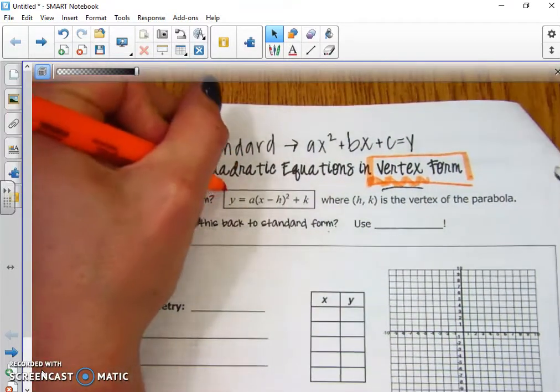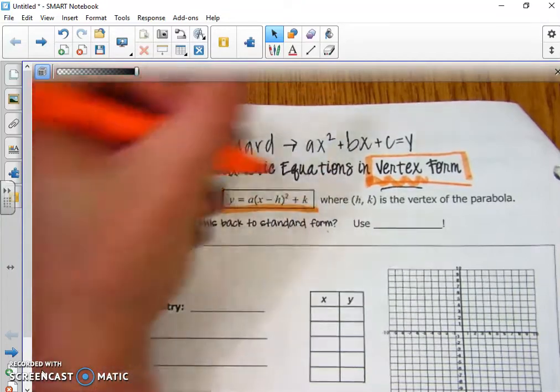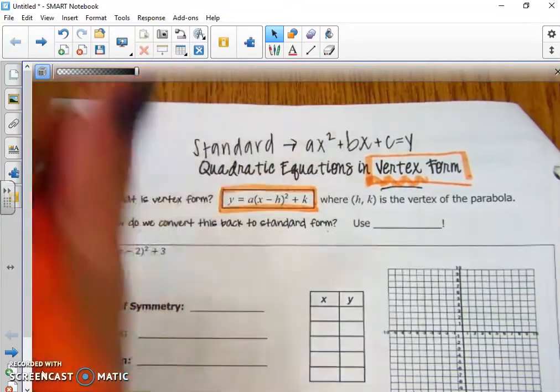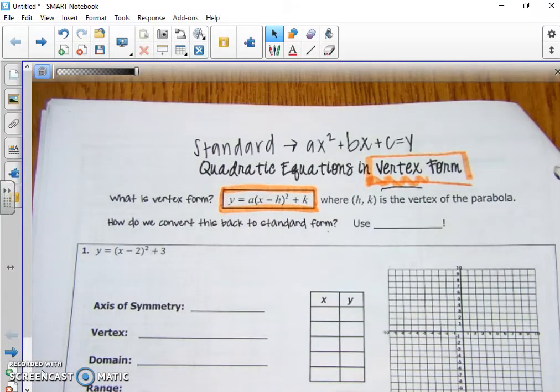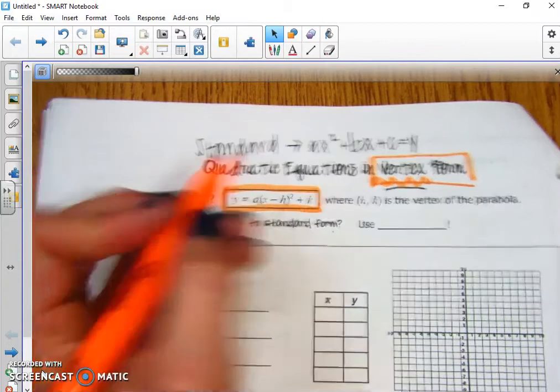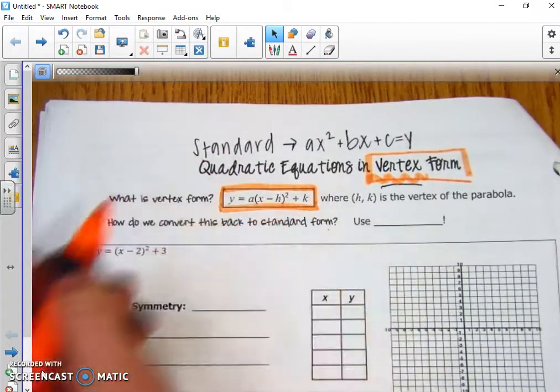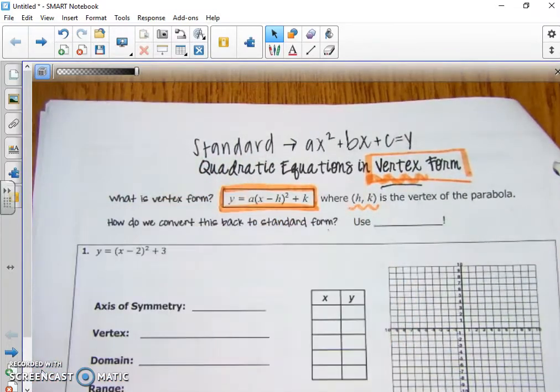We're still going to see our a value, but this time we've got y equals a times the quantity x minus h squared plus k. What in the world do h and k stand for? Well, (h, k) is the vertex of the parabola.